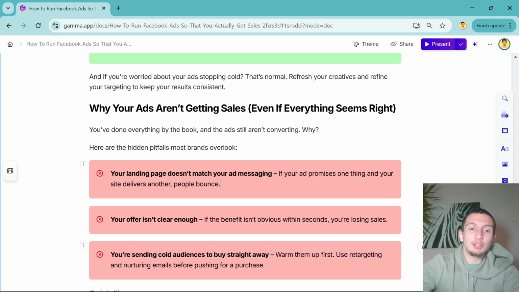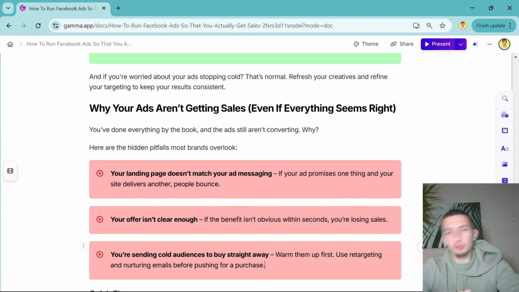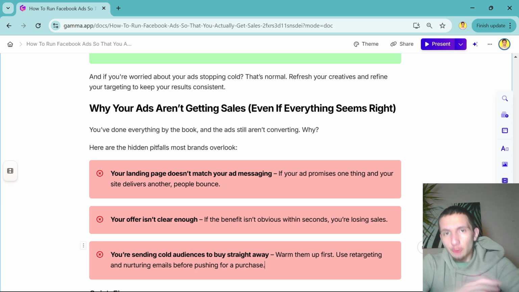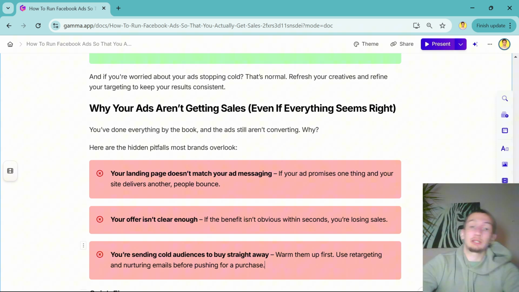And you're sending cold audiences to buy straight away. Warm them up first. Use retargeting and nurturing emails before pushing them for a purchase. Now, this is sort of two-sided. If you're selling something that doesn't require a high investment, then you can push them to buy straight away. Of course, capture their emails, capture their phone numbers, use retargeting ads along the way, but push them to buy. If you're selling something that's a bit more pricey and it's not just an impulse buy, then you need to use retargeting ads. You can still provide them the opportunity to buy. If you're a good marketer or a good copywriter, provide them with the opportunity to buy and use some persuasion techniques. But if they don't buy, it's completely normal. Just use retargeting and nurturing emails to push for the purchase.